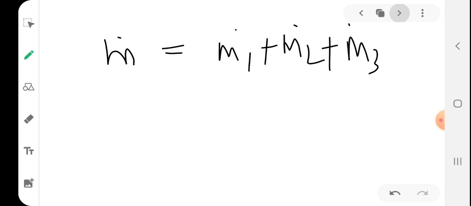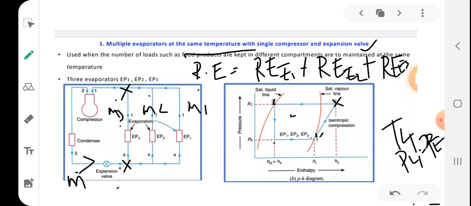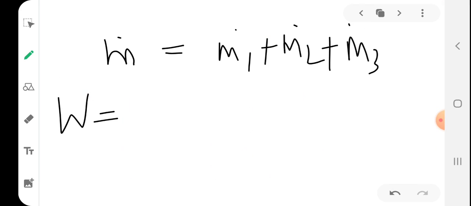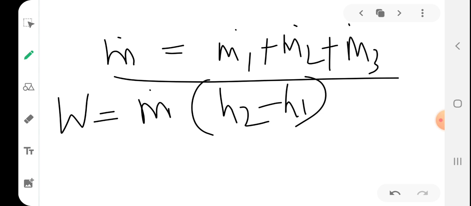So how to find the work done? The work of the compressor, you can see that the work is 1 to 2, right? So what is the mass flowing through the compressor? M dot. So M dot into H2 minus H1 will be the work of the compressor. M dot is nothing but M1 dot plus M2 dot plus M3 dot.